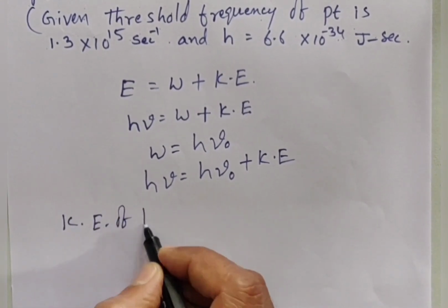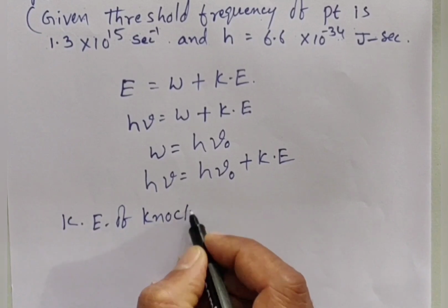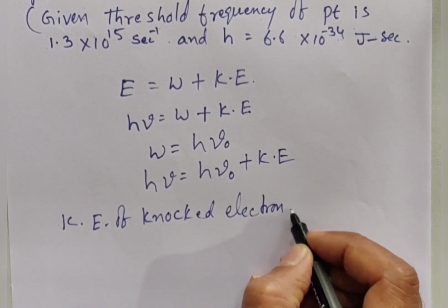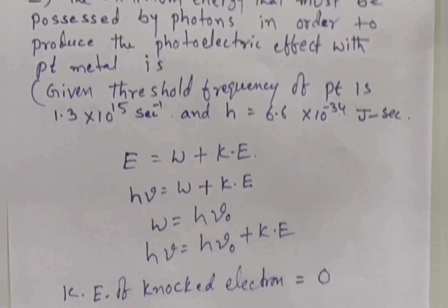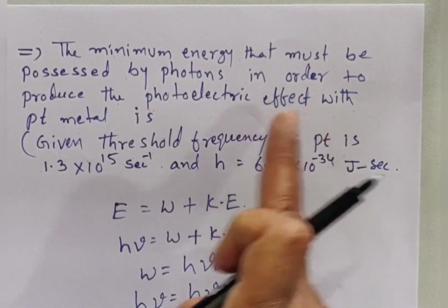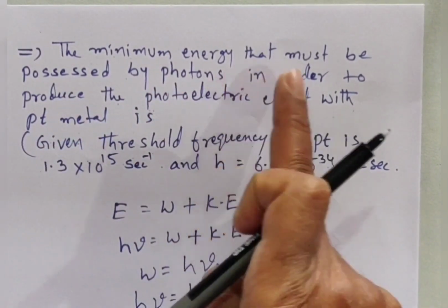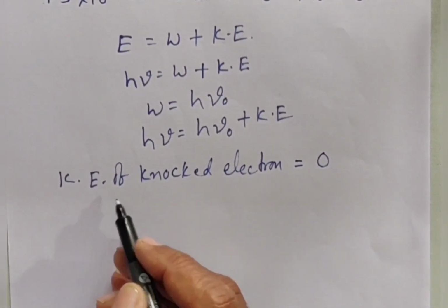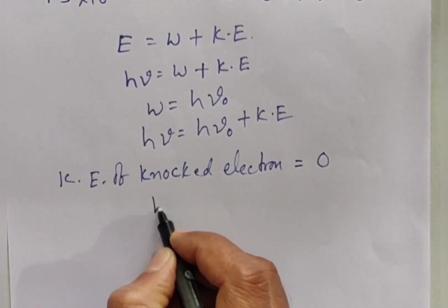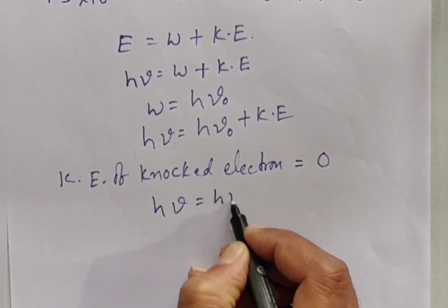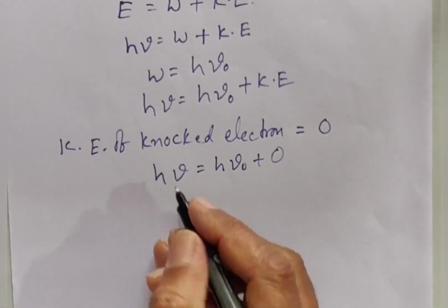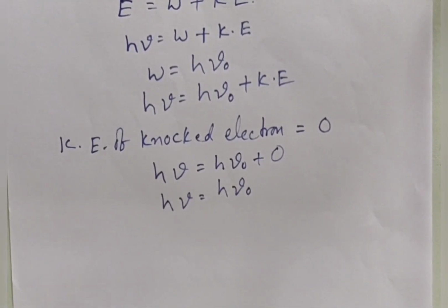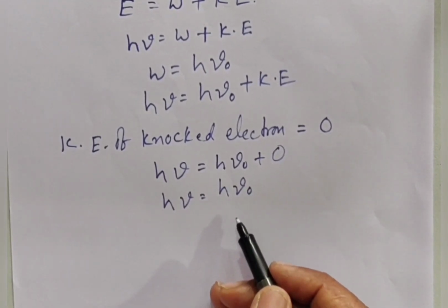Now here in this problem, the kinetic energy of the knocked electron is 0, because in order to produce the photoelectric effect with platinum, the minimum energy must be possessed. That's why the kinetic energy of the knocked electron is 0. Then h nu is equal to h nu naught plus 0. Then h nu is equal to h nu naught, right?